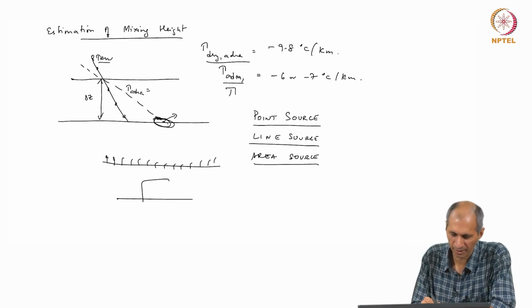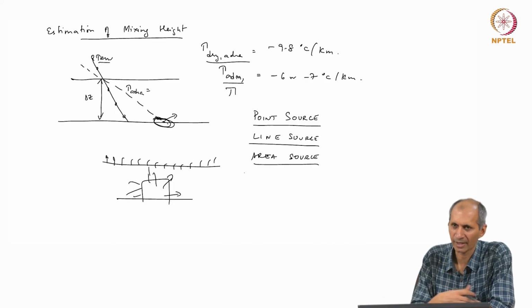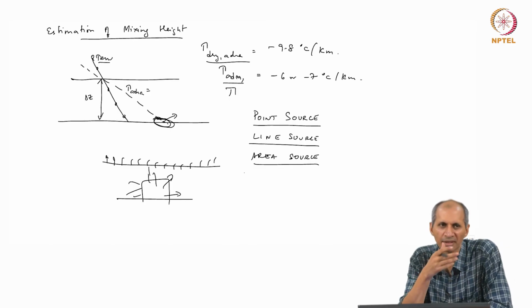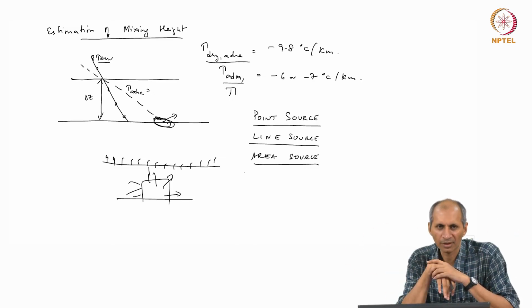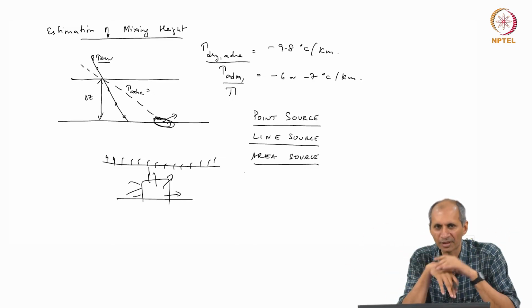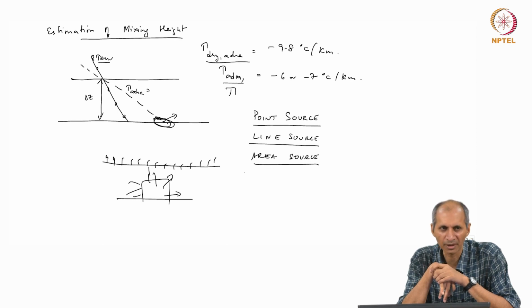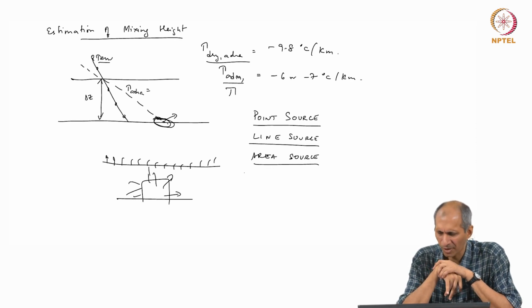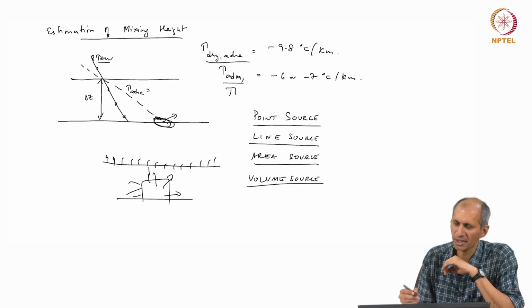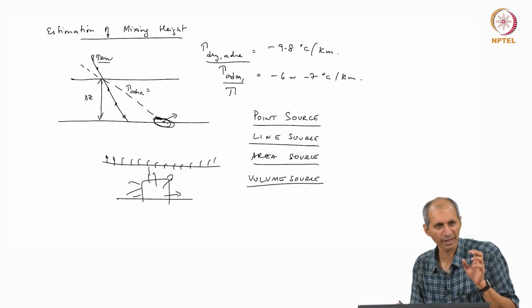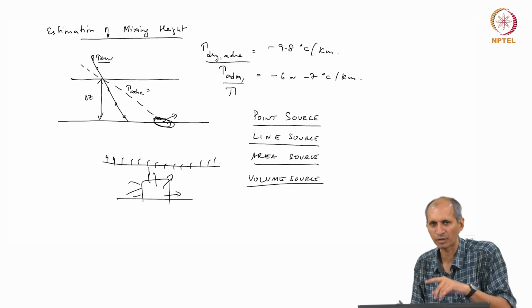Volume source is something like this, if you have a big chunk like this and emission is occurring all over all three dimensions, in the x, y and the z, then you may have to consider it as a volume source. For example, if there is a big mountain and there is a forest fire or some such thing, that is a volume source. Usually volume sources are rare, but for completion people also have this. So, point sources are something very specific, it is coming from there, it is not anywhere else, it does not move.